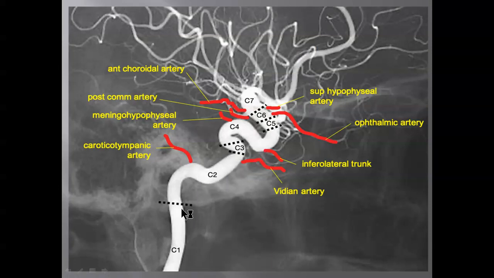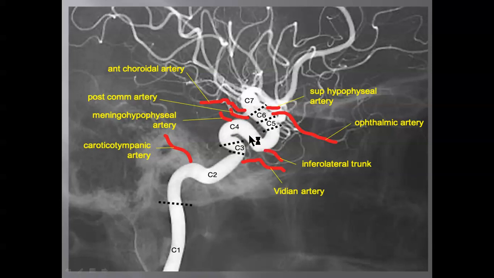So here we can see the C1 segment doesn't give any branches. The C1 segment, the cervical segment, doesn't give any branches. The C2 segment mainly gives two branches, the caroticotympanic artery and the Vidian artery, represented here. Then the C3 segment, this is the lacerum part. No branches, nothing arises here. It's just because the internal carotid artery passes through it without giving any branches here as well. The lacerum part itself isn't a space, it's just a cartilaginous part.